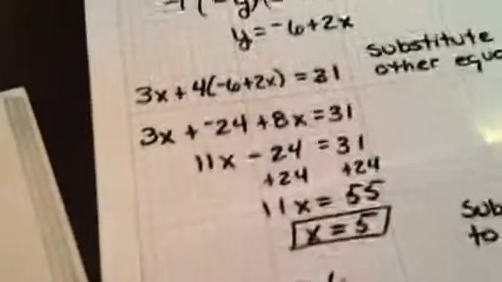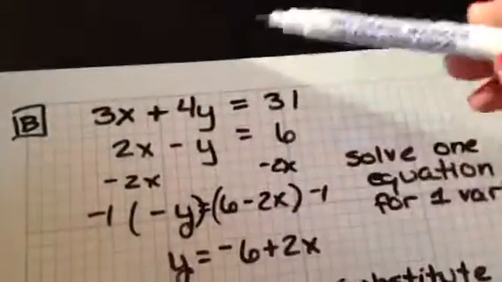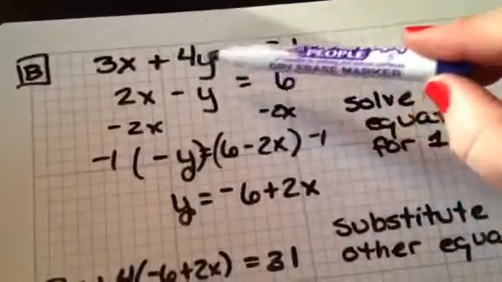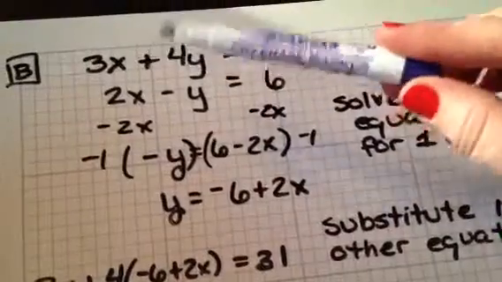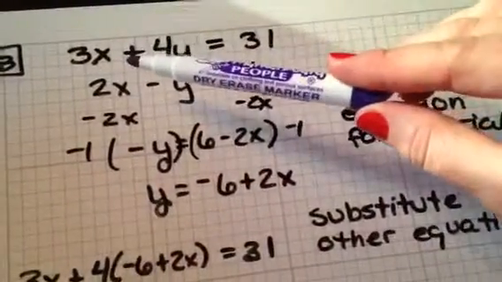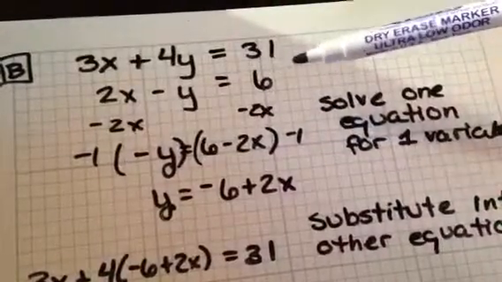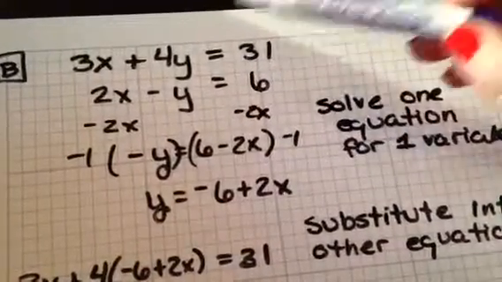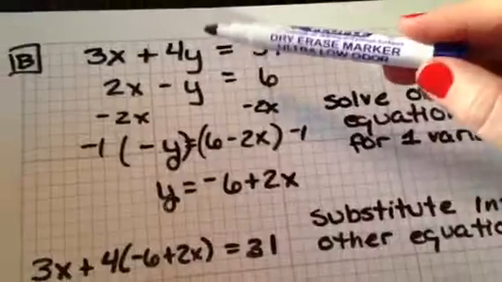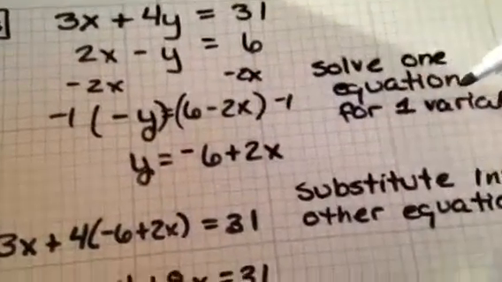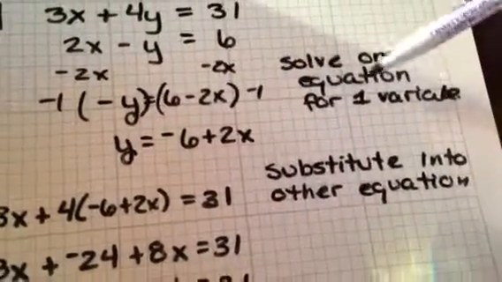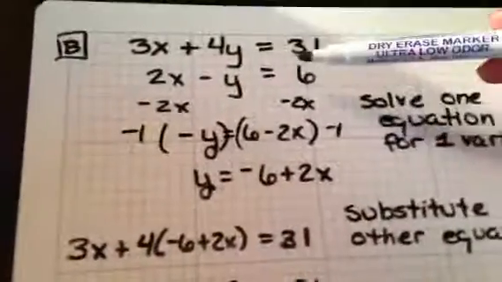Now there's another way to do it. And this would be if I've got something in this setup. See how I don't have any of my variables all by themselves? So when I have something like this, then I can rearrange it and solve it the first way, or I can say, all right, I'm going to take one of the equations and I'm going to solve it for one variable. So let's look at the second one.